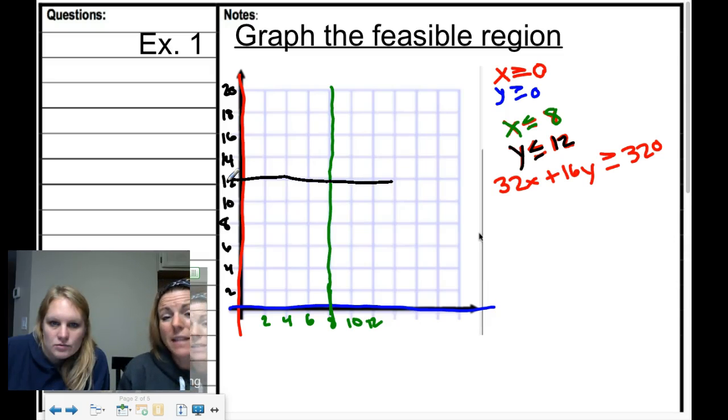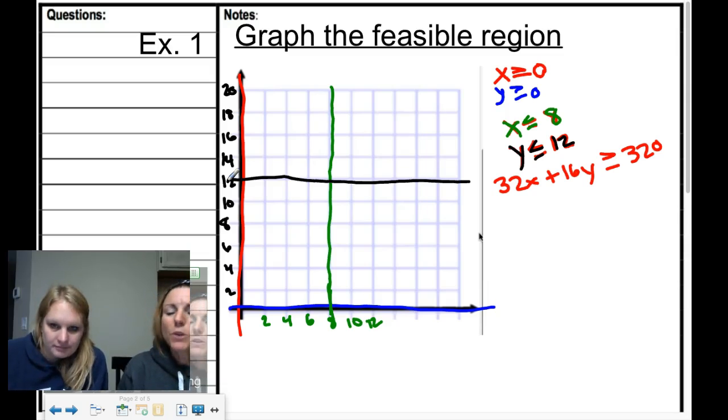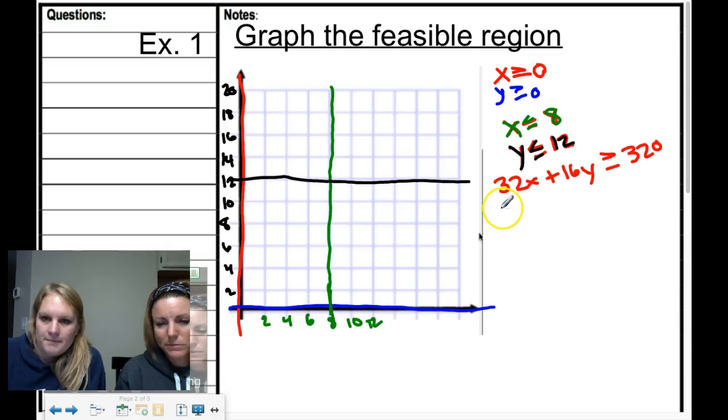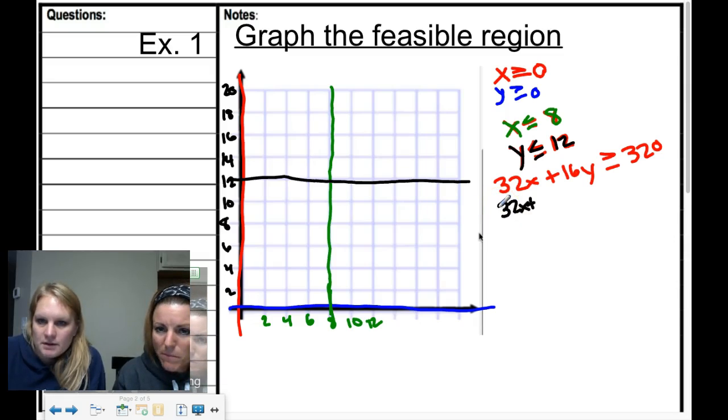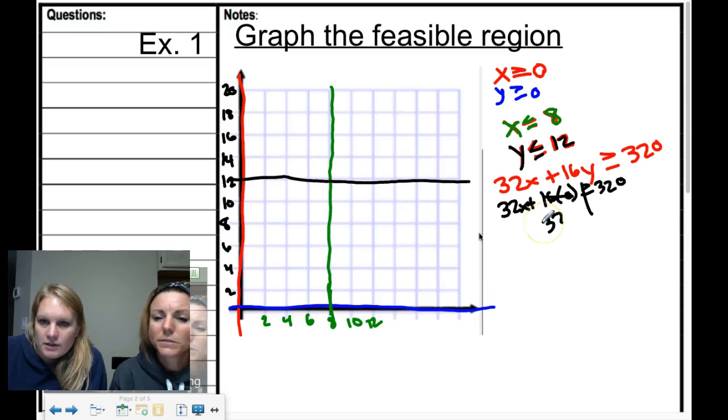We have 4 lines now. We need one more line, a final line that we're going to make. But notice the easiest way to graph 32x plus 16y is to get the intercepts. So let's find an x-intercept and a y-intercept right now. So 32x plus 16 times 0 is greater than or equal to 320. Now we're getting the x-intercept. So that goes away, and I'm just left with 32x is greater than or equal to 320. And if you divide by 32, you're going to get 10.